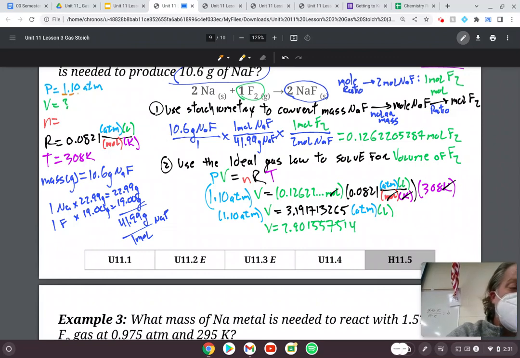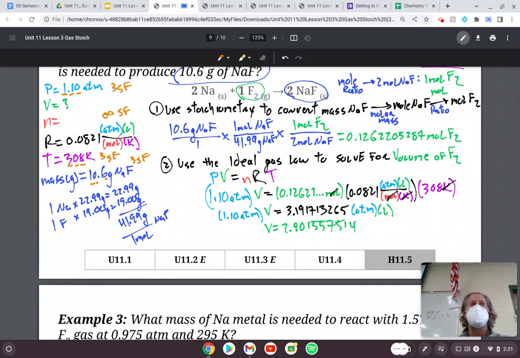The pressure is 3 sig figs. The ideal gas law constant is like infinite sig figs. The temperature is 3 sig figs. And the mass that we started with was 3 sig figs. So my answer has to have 3 sig figs. So I'm going to count, and I'm going to see that 1 cannot round that 0 up. So my volume is going to be 2.90 liters of F2.